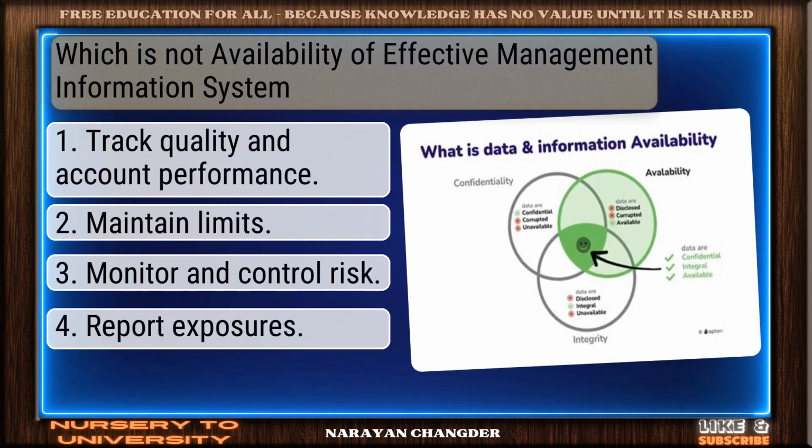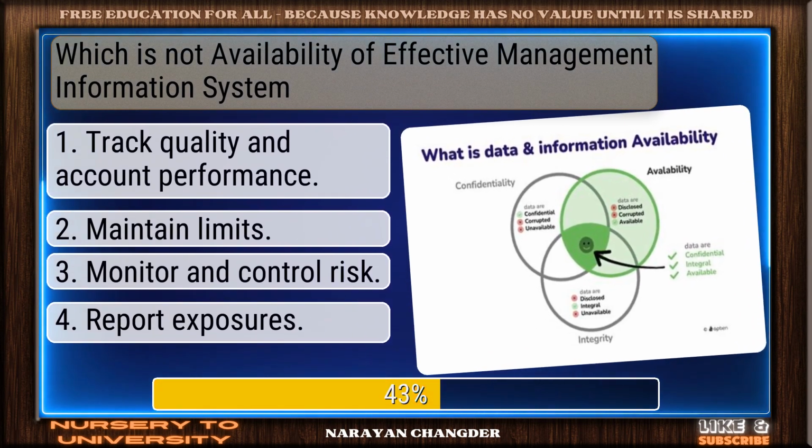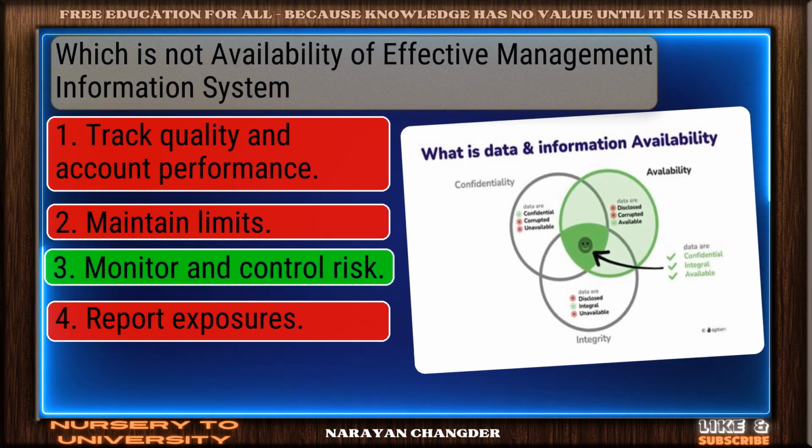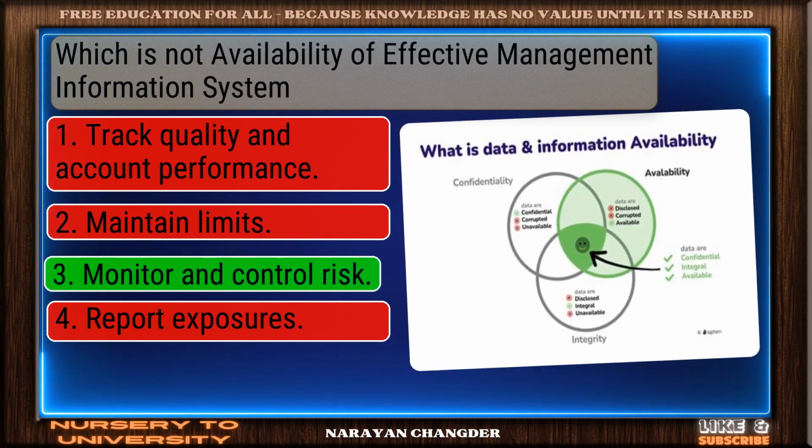Which is not availability of effective management information system? Well reasoned. Monitor and control risk is the correct choice.